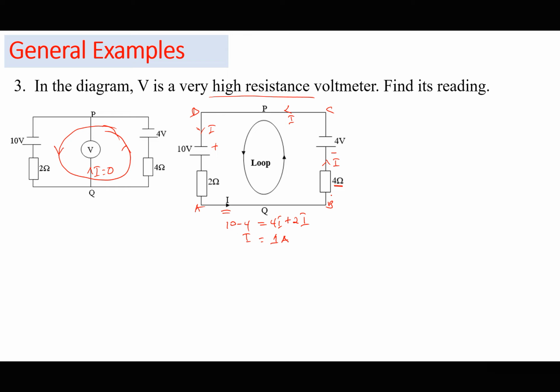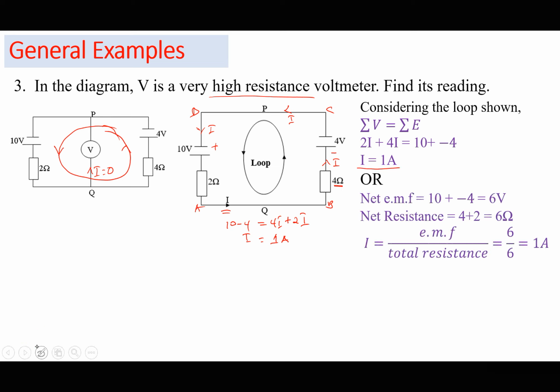Then I said the current is going to be the total EMF over total resistance, which will still give me 6. So if I consider that loop, we saw that the current is 6 amperes. Or I could use the concepts of total EMF and total resistance, and I know that current is equal to the EMF over total resistance, which still gives me 1 ampere. Then I now know the current.